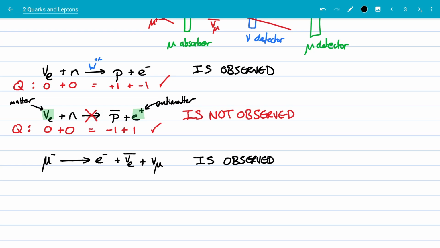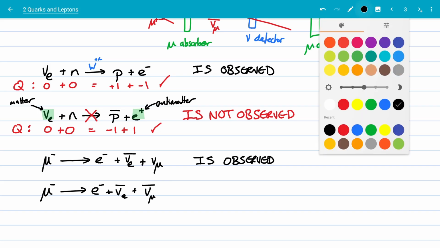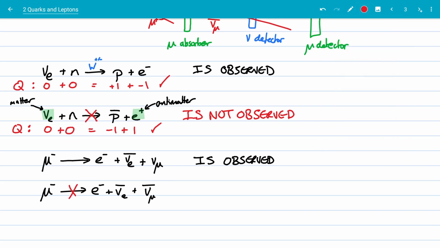But what you do not get, if you look at this, you never get this decayed into an electron and then an electron antineutrino and a muon antineutrino. We don't get that. That doesn't happen. Is not observed.